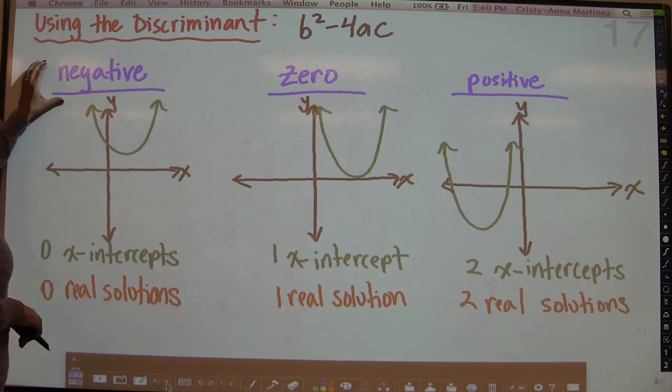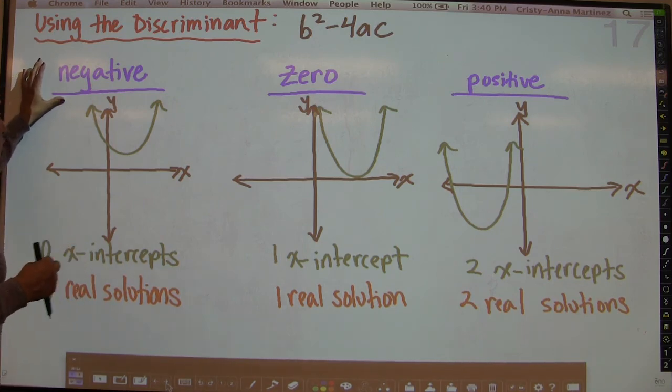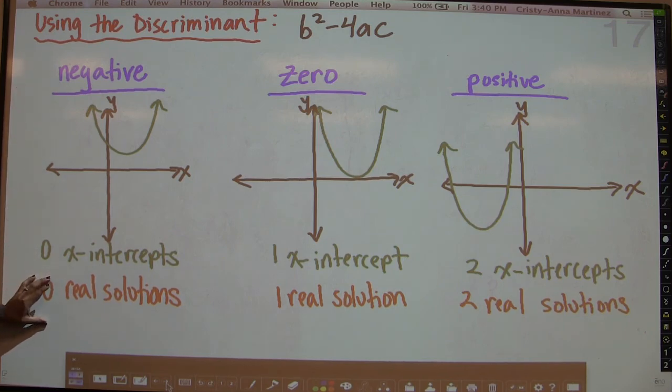So when the discriminant is negative, the part that goes underneath the radical, when that value is negative, because we can't take the square root of a negative, we end up having 0 real solutions. And then graphically that means there's no x-intercepts, and it would look something like this.